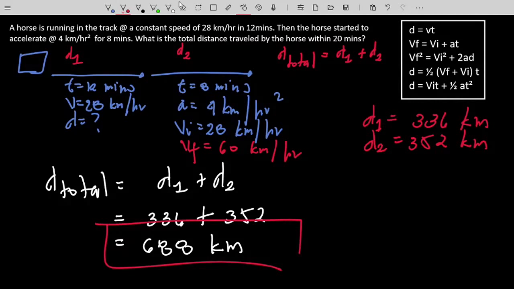Now the horse with a constant speed of 28 kilometers per hour can travel 336 kilometers in 12 minutes, and the horse started to accelerate at 4 kilometers per hour squared for 8 minutes, then it can travel 352 kilometers. Now therefore, the total displacement traveled by the horse within 20 minutes is actually equal to 688 kilometers. Now let's try to have another example.